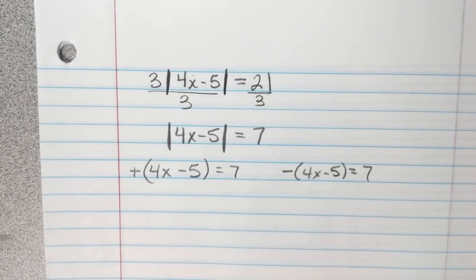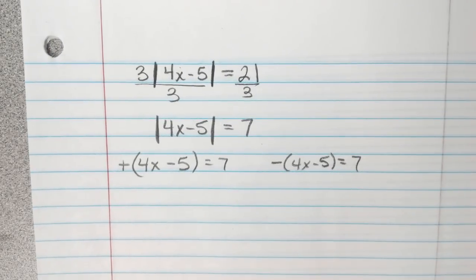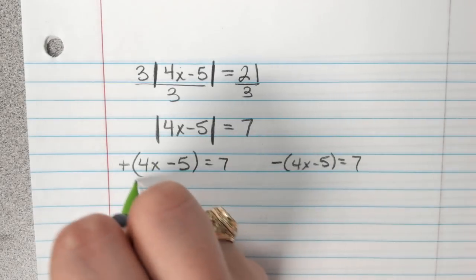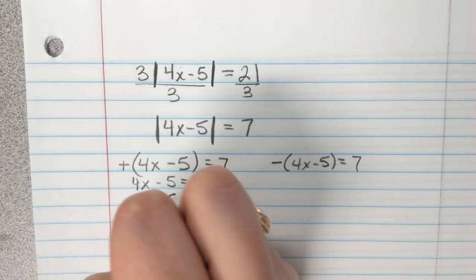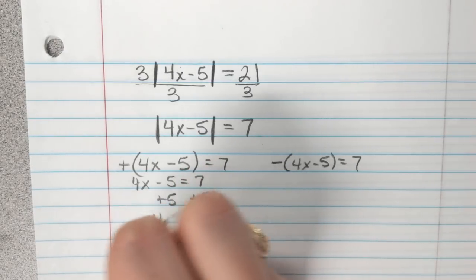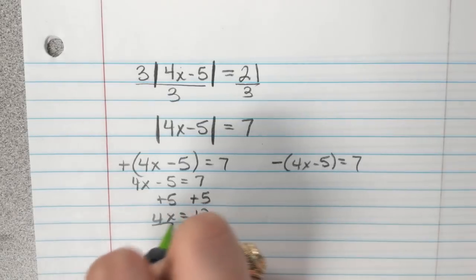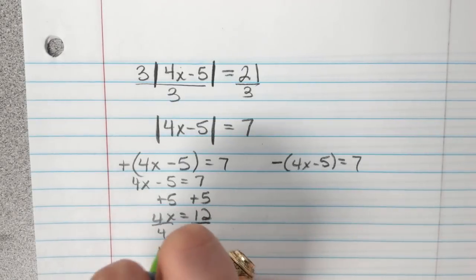There's a couple ways you can solve from here. You can choose your method. What my class preferably did is they distributed each of these signs. So you had 4x minus 5 equals 7, add 5. 4x equals 12, divide by 4, x equals 3.